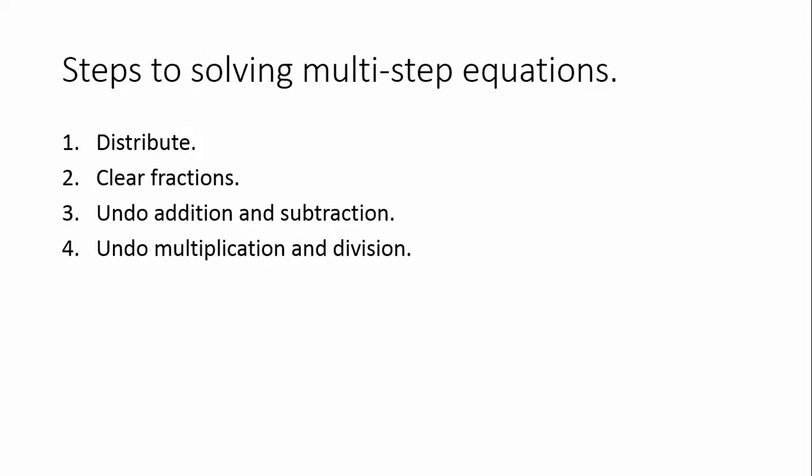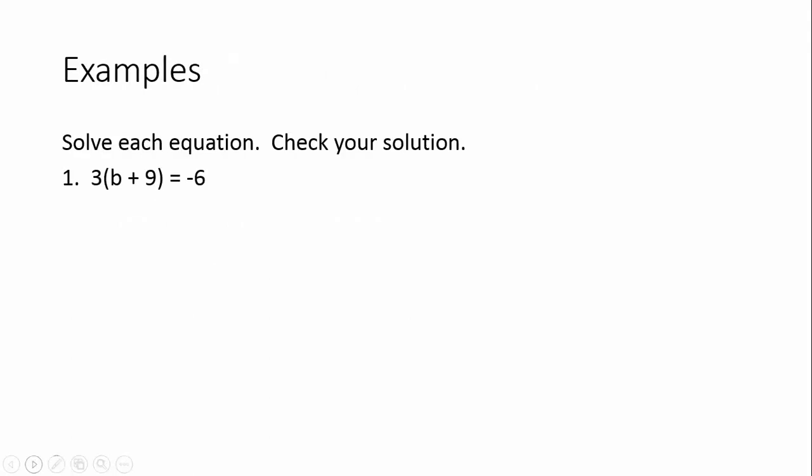So the steps to solving a multi-step equation. You always want to distribute first, then clear out any fractions, and then steps 3 and 4 are identical to solving two-step equations, where you undo addition and subtraction, then undo multiplication and division. So we're just going to look at these equations on a case-by-case basis, and then hopefully by the end of the lesson you have enough tools to understand what needs to be done.